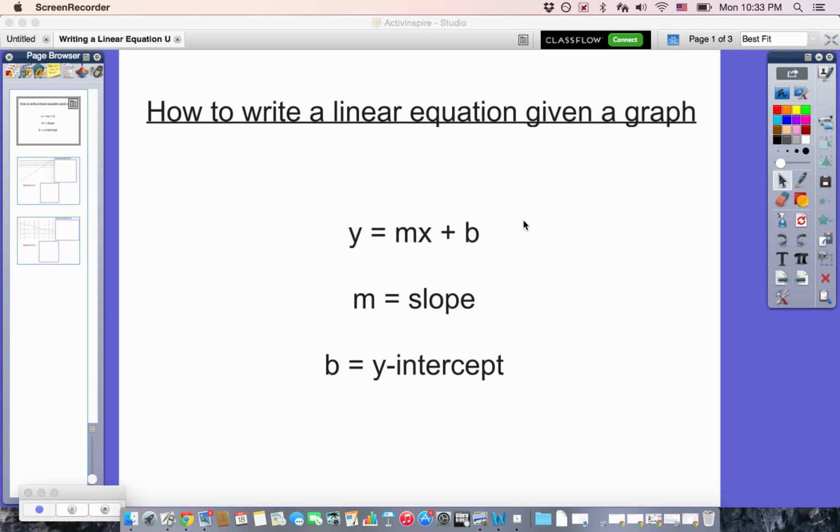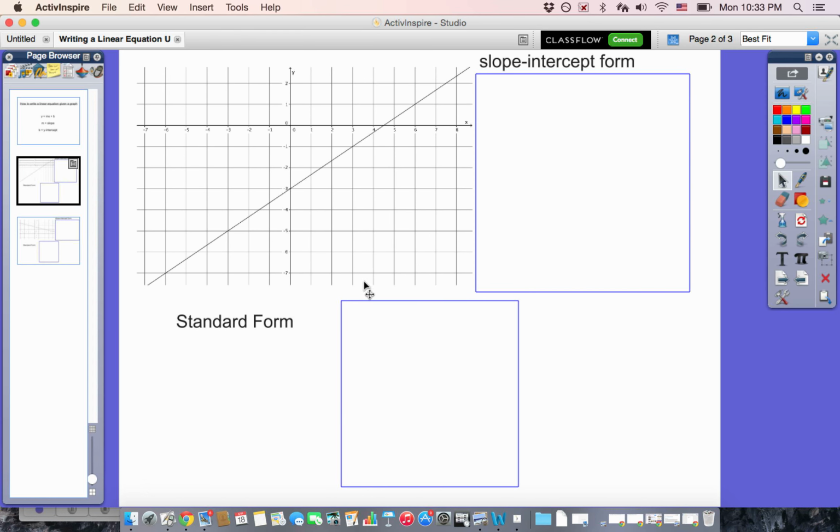Okay, so now let's talk about how to write a linear equation given a graph. Let me remind you what slope-intercept form looks like. It's y equals mx plus b, where m is the slope and b is the y-intercept. Okay, so let's take an example.